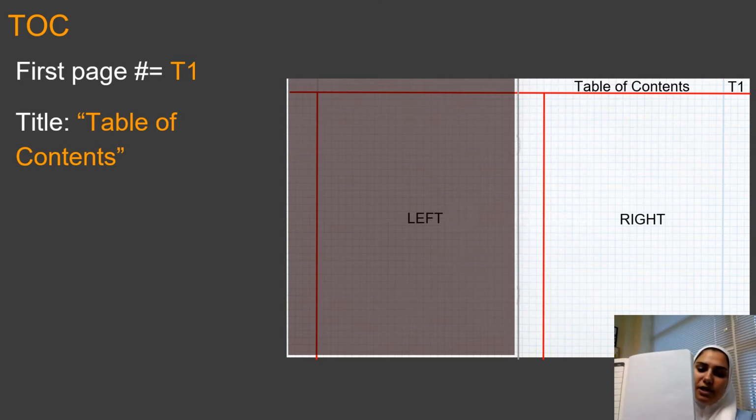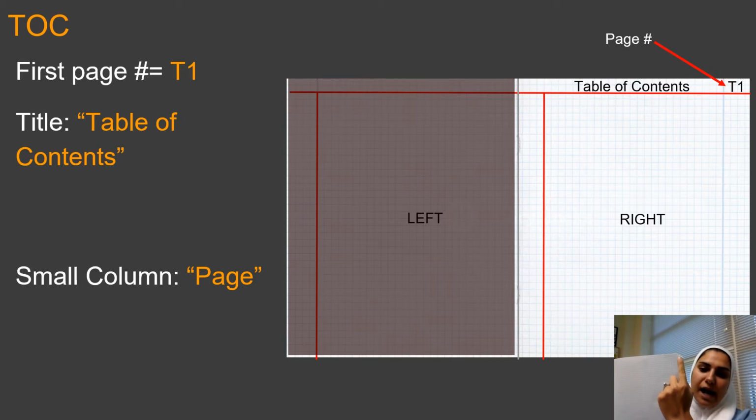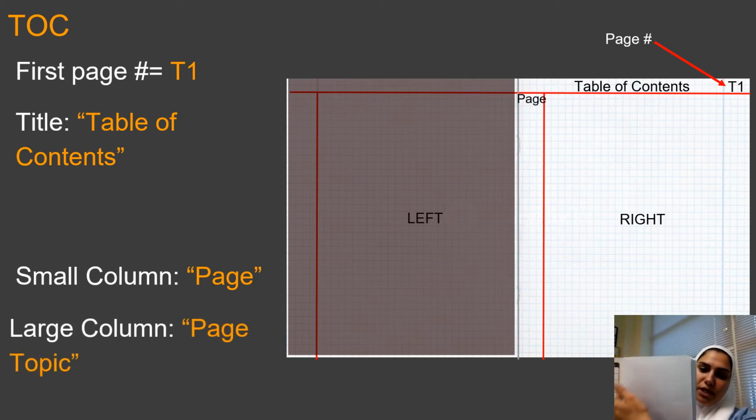The title of this page is going to say Table of Contents. The page number is going to say T1, and notice the page number goes on the outer corner. It's not going on the inner corner, it's going on the outer corner. The small column that you did here, its title is going to be page, and there's a picture of it on the screen. And then the large column is going to be page topic. So your very first right-hand side page should look exactly like the example I have up on the screen. Go ahead and flip to the next blank page.